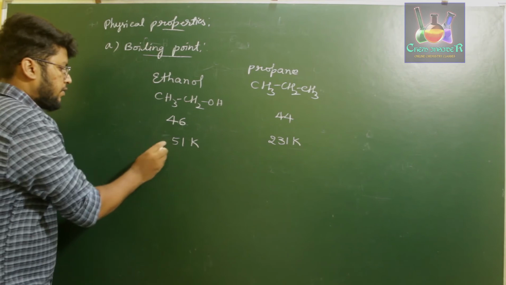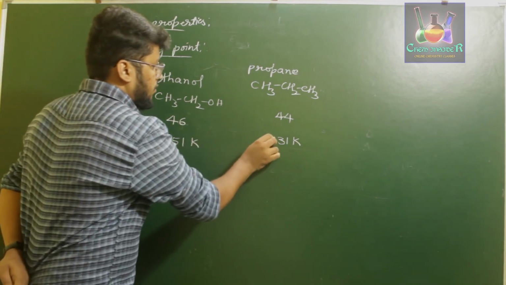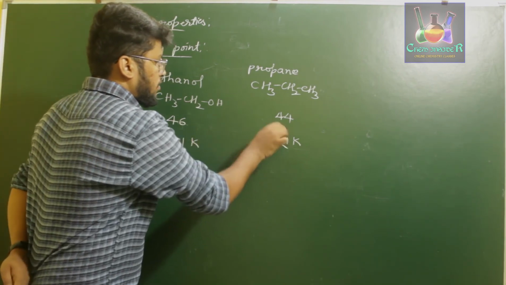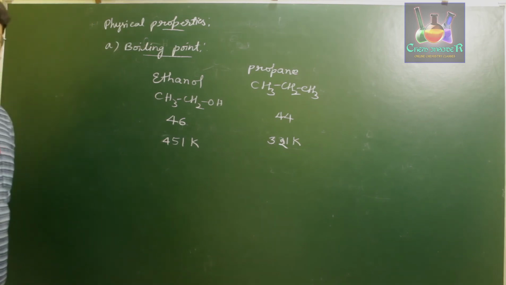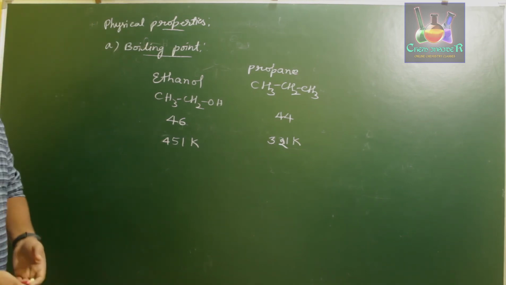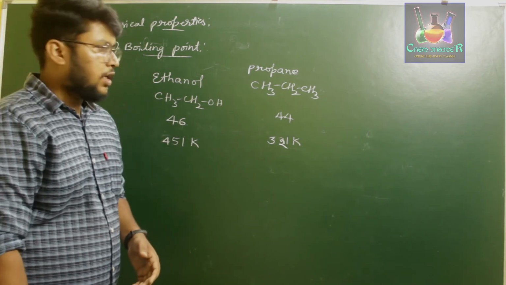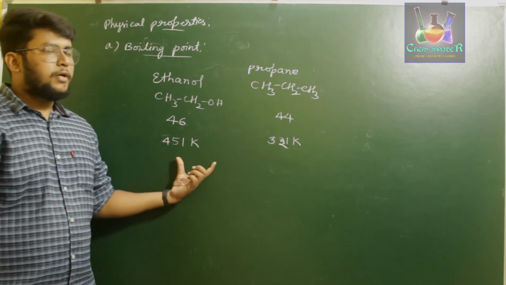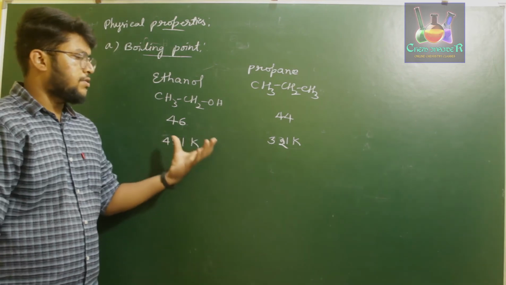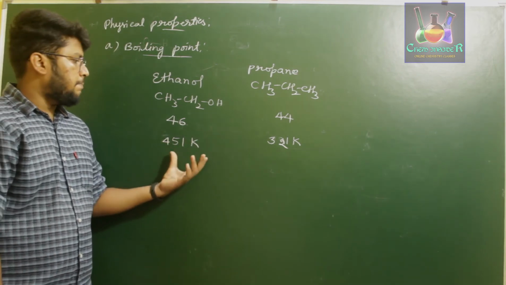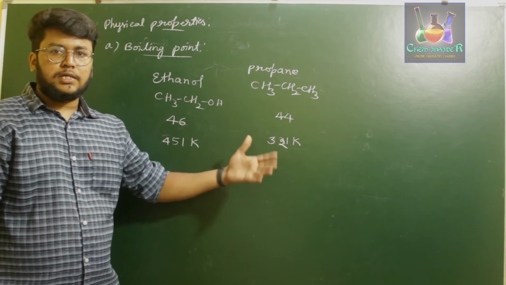Sorry, this is 451 Kelvin. This is 321 Kelvin. So boiling point of ethanol is 451 Kelvin, and whereas the boiling point of propane is 321 Kelvin. So clearly what we can observe over here is the boiling point, even though their molecular masses are almost similar, has a complete variation of about 100 plus.